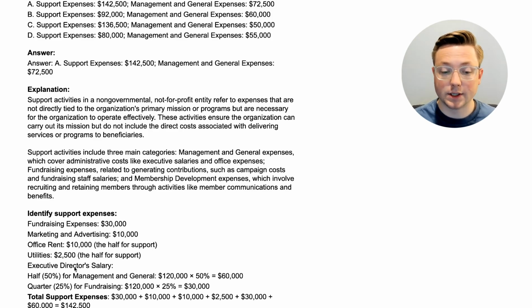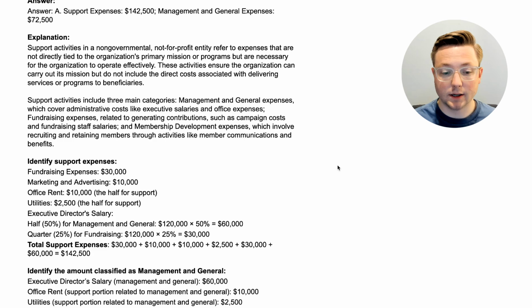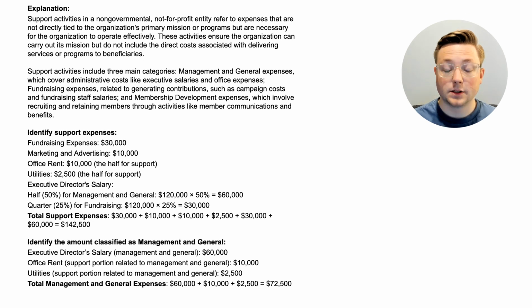And then the executive director's salary. Half of it goes to management and general, so that's $60,000 because that's $120,000 multiplied by 50%. And then 25% of that goes to fundraising. So a total of $90,000 of the salary for the executive officer goes to support. So let's scroll down a little bit here to get a more full picture. So we add that all together: the fundraising expenses, the marketing and advertising, the office rent, the utilities, and then the executive director's salary for fundraising and for management in general, and that gives you $142,500 of support expenses.